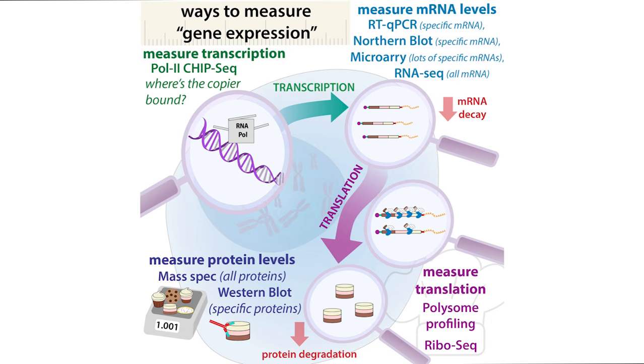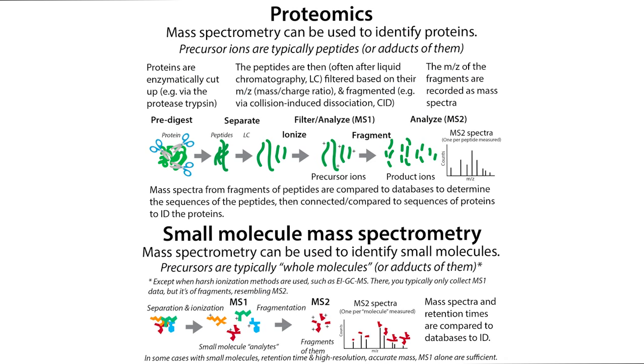Now let's talk about how we measure the actual proteins, because this is something that a lot of you expressed interest in. So proteomics: we use omics to mean big data, lots of data, trying to study a whole set of things. A proteome is all the proteins that are in a cell at the moment.